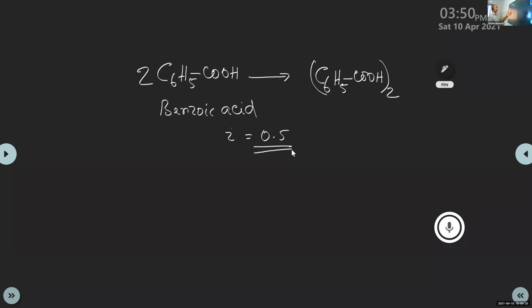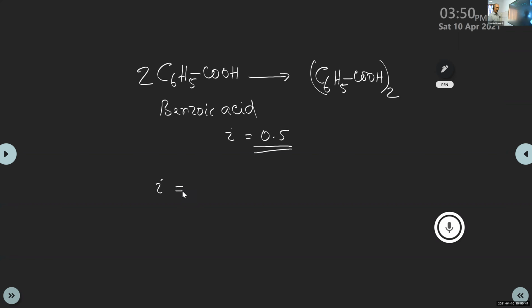We can calculate the value of i using the Van't Hoff equation. What is it? i is equal to normal molecular mass by abnormal molecular mass. Normal molecular mass means the molecular mass corresponding to C6H5COOH.